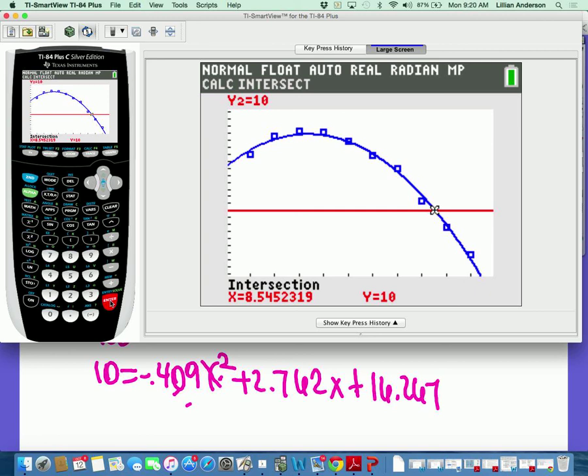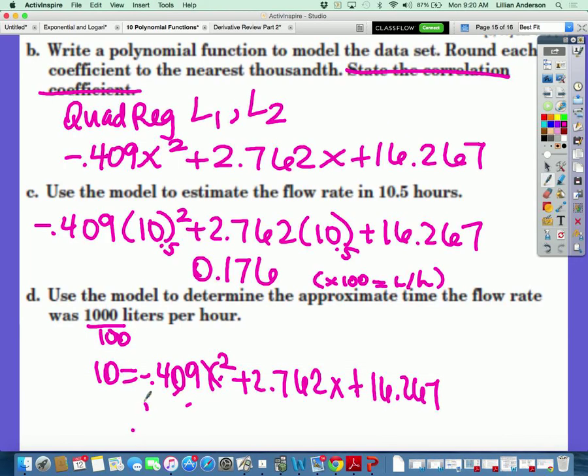Would you still round it to the thousandth? Decimal place or? Yep. So x equals, or is about 8.5. So about 8.5 hours. It's an approximate. So after about 8.5 hours.